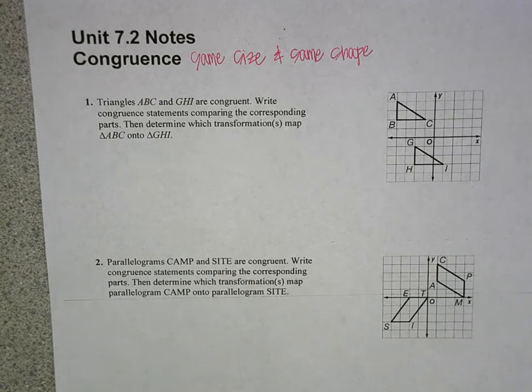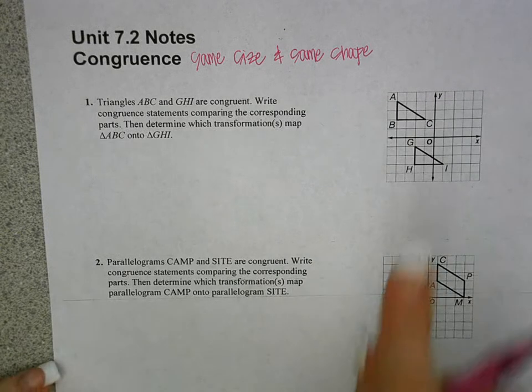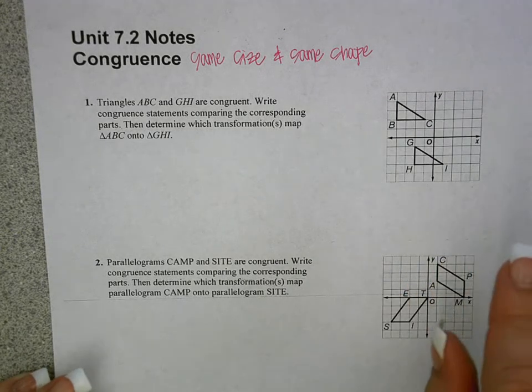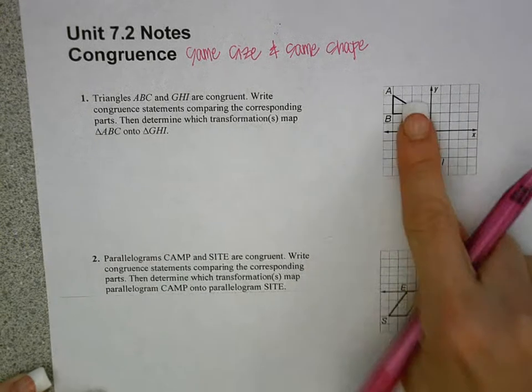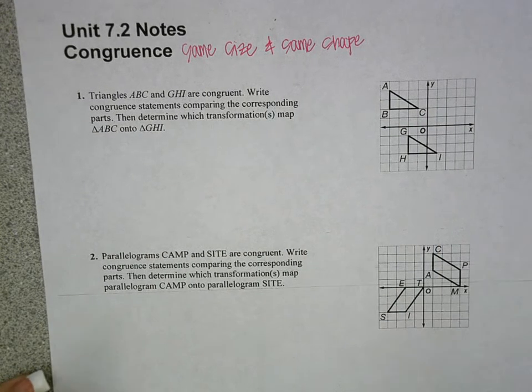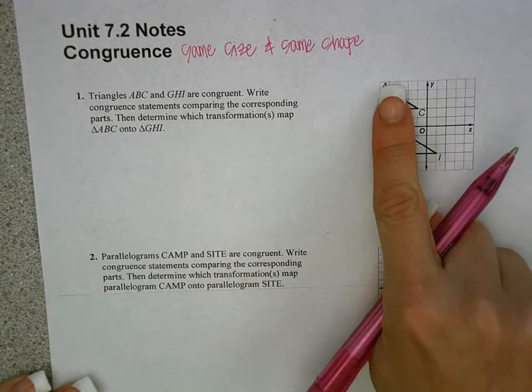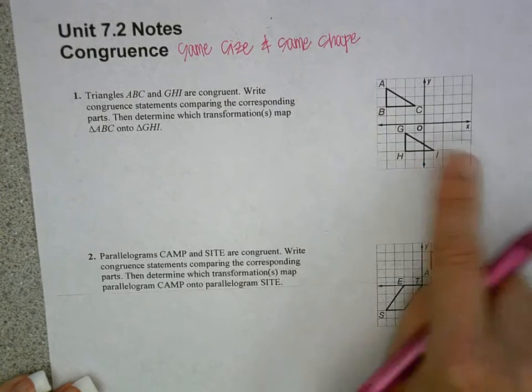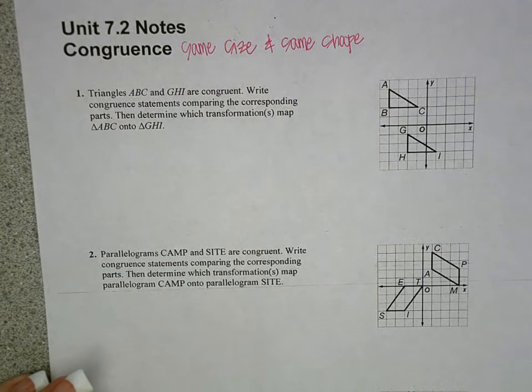One of the ways that we can tell that things are congruent is by writing something called congruent statements. You're going to see there are two figures in each one of the pictures, and it says triangle ABC and triangle GHI are congruent. We want you to write congruent statements comparing the corresponding parts. Corresponding basically means the parts that match up with each other, so we need to match up the parts.